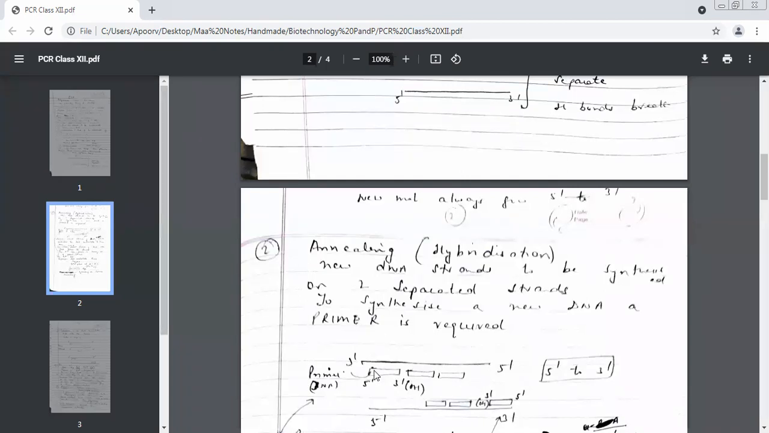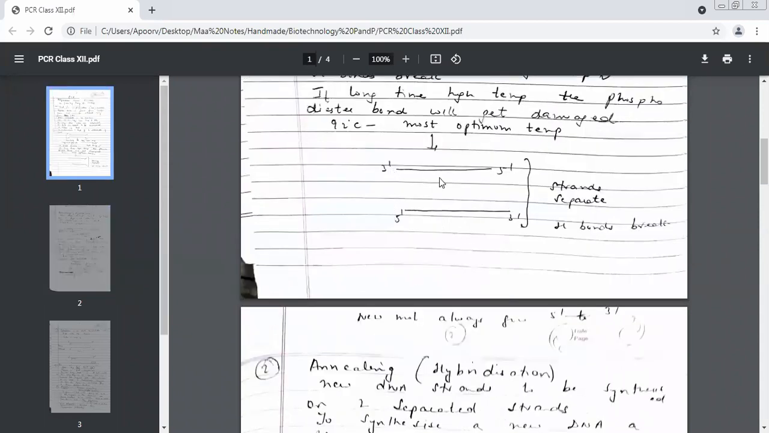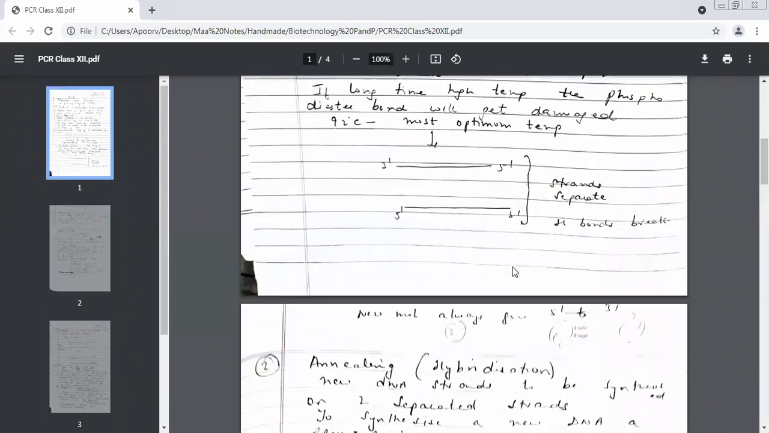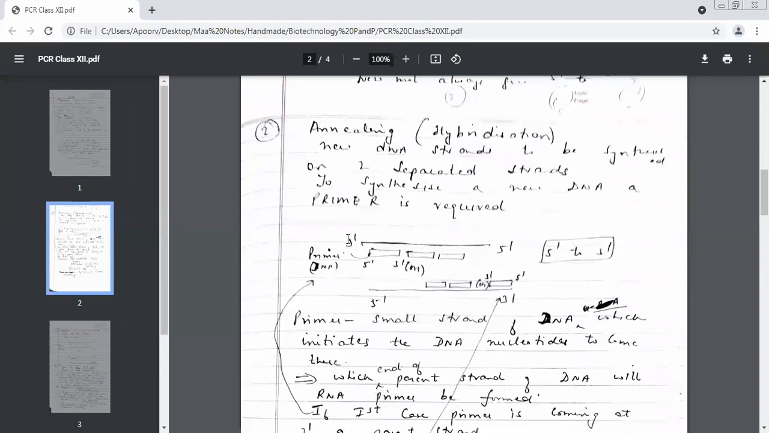The first thing that we need for annealing is a primer. Now let me explain it to you. This was your first strand, this upper one, 3', 5', this is 5', 3'. The bonds have already broken. This was one strand, this is the second strand. Now this is your primer. Primers are small pieces of DNA, or RNA.